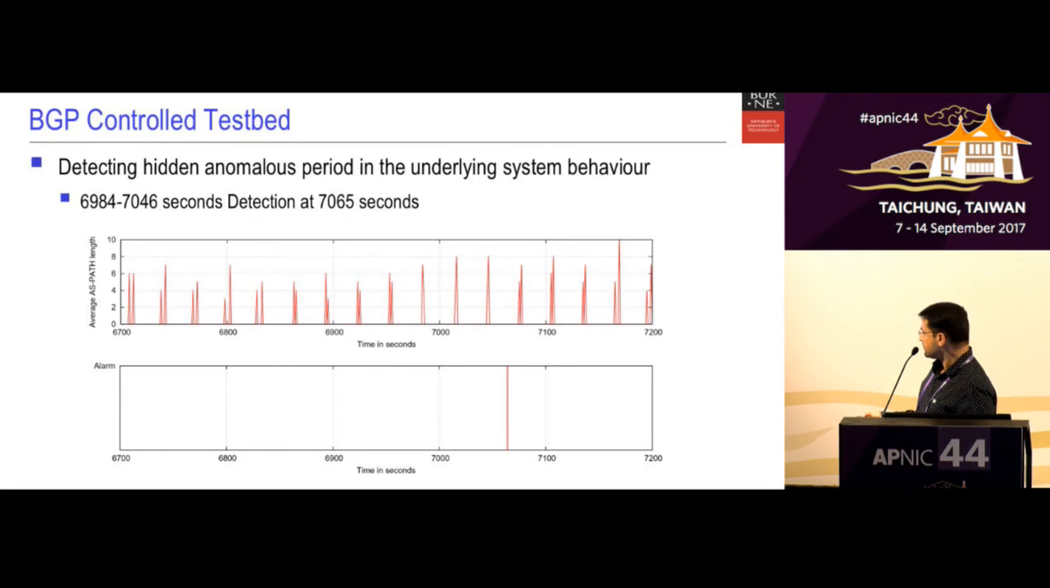Another period of anomalous activity that can be detected, here you can see, once again, there are different oscillations of sending BGP traffic. Here, for example, sending BGP traffic every 30 seconds. Here we can see sending BGP traffic every 2 seconds, waiting for 30 seconds, and once again sending every 2 seconds.